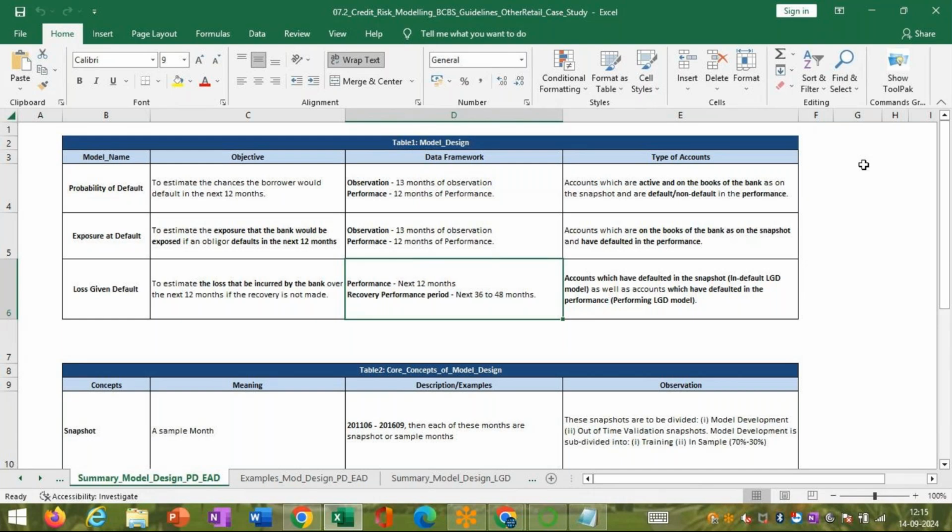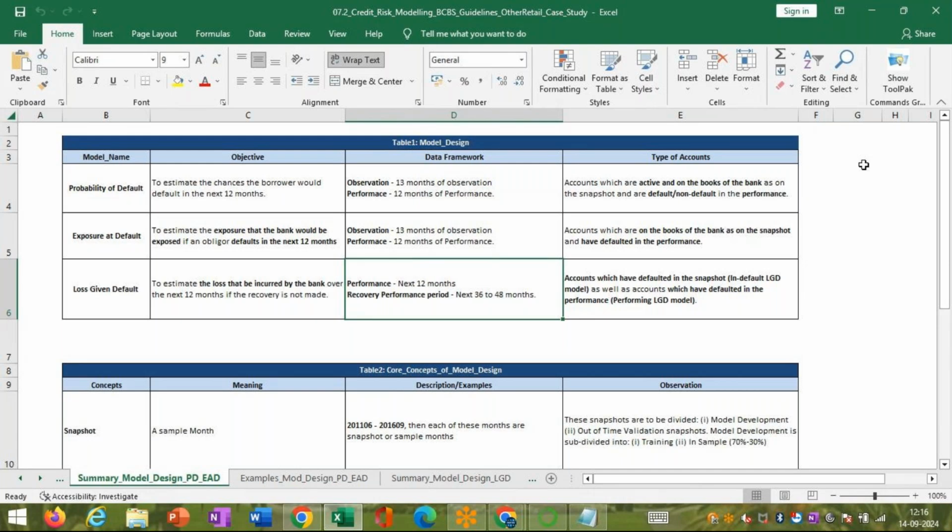So, in the last class, we discussed what the 13 months of observation is and what the 12 months of performance is. So, what exactly is an observation period? What is a performance period is something that we had discussed in the last class. After that, we also discussed what kind of accounts should be included in the books of the bank, as on the snapshot, a default or non-default in the performance. So we discussed the different aspects of probability of default.